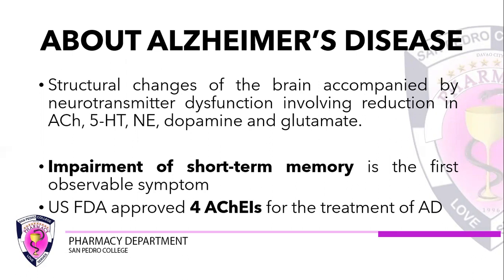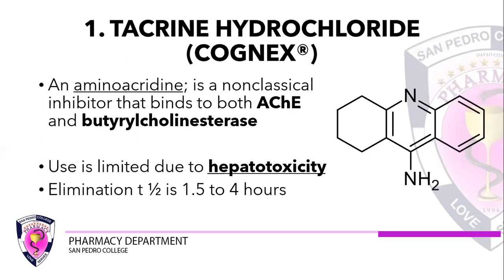Now, we have 4 acetylcholinesterase inhibitors approved for the treatment of Alzheimer's disease, which was already mentioned earlier. So these are the following. First one, tacrine. Tacrine was the first reversible acetylcholinesterase inhibitor recognized or approved for Alzheimer's disease. Pero the problem is that it is hepatotoxic. That is why ang kanyang use is limited. So, hindi na siya ginagamit or prescribed, tapos we have newer agents that replace tacrine.